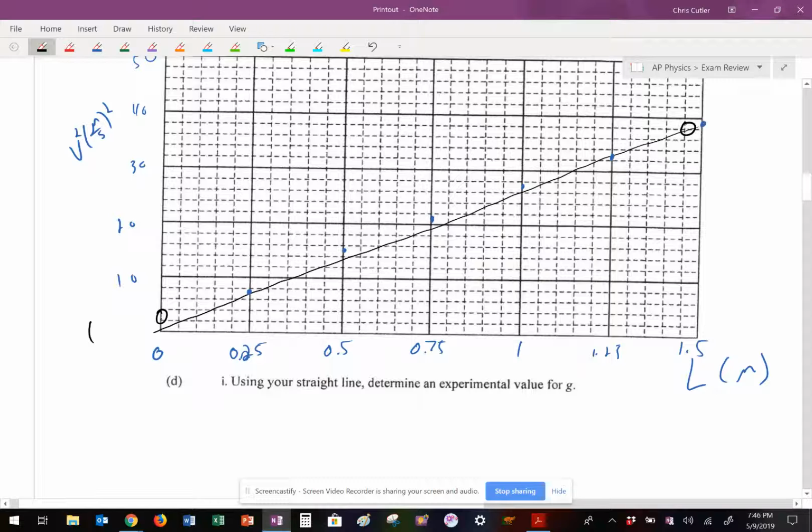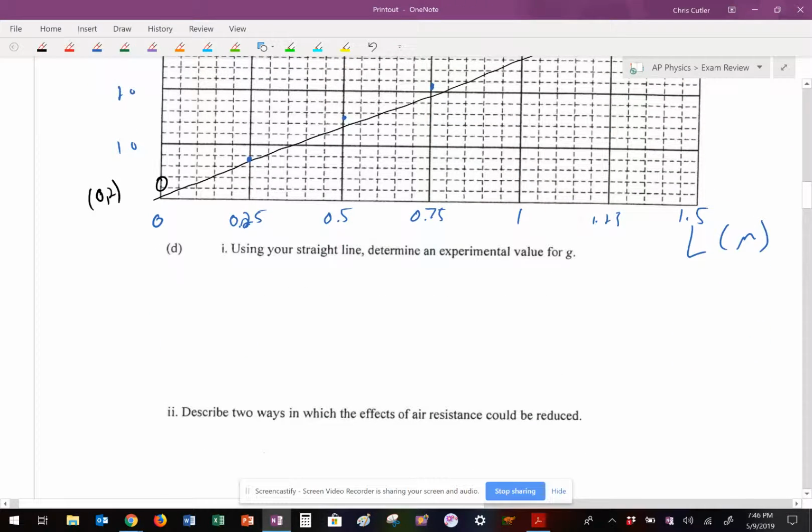Let me keep going. Use your straight line to determine the experimental value of g. Remember, when you're finding stuff like this, do not use the data points. They don't care about the data points. They care about your line. My line went through 0, 2. I know it doesn't look like it does here, but just hit the believe button. And then it's 1.45 up here and 38. I chose these because they are very clear, very obvious.